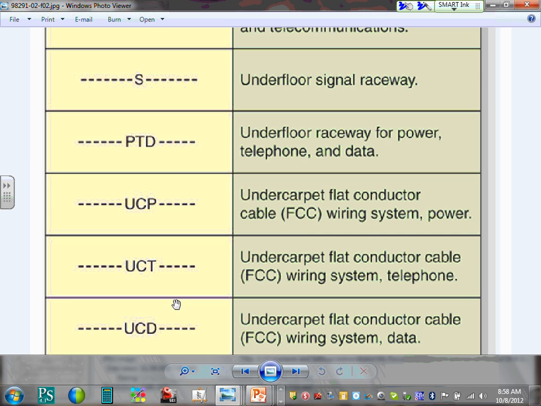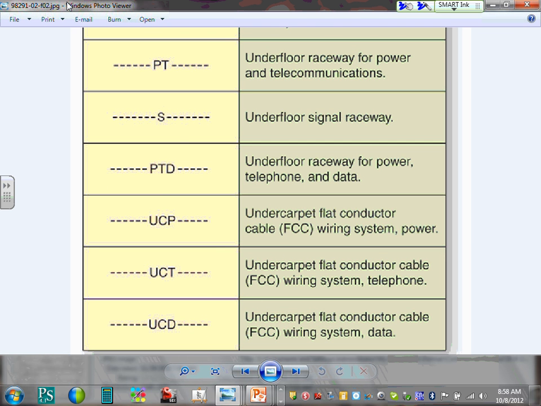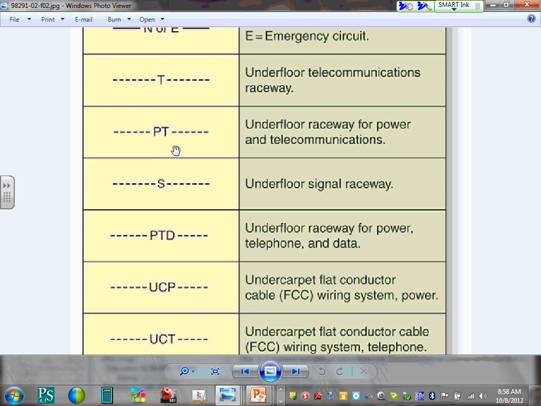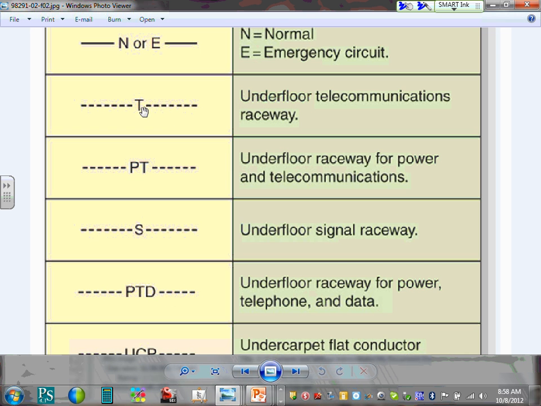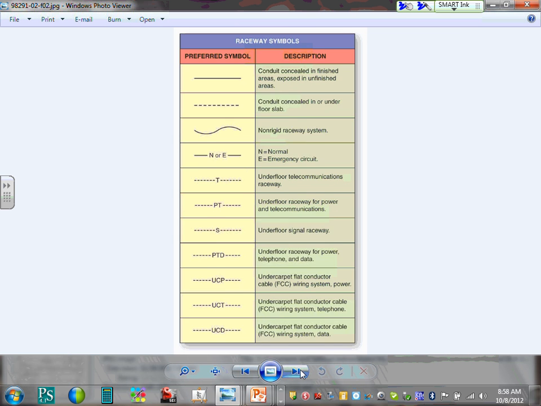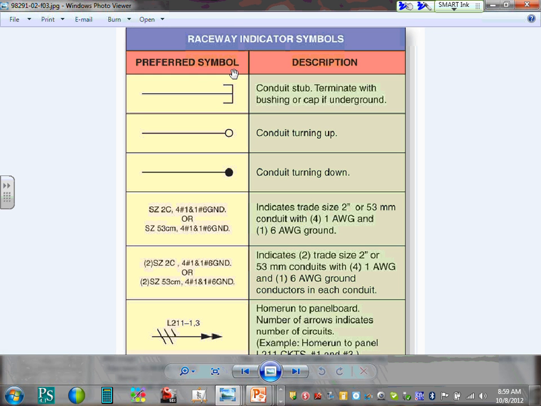Should I use these symbols? No. Is it a good idea, if I am in a situation where I need to bring the underground, for example? We didn't use this one last time. Remember, we labeled them with, but if you are to use this symbol, then you have to basically put it in your symbol list. Okay. So that's why I want to show you a few things just to be aware of. For example, another conduit here. Raceways indicator symbol. Conduit stub terminated with bushing or cap if underground.